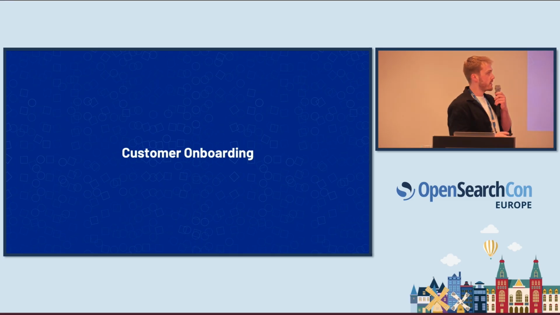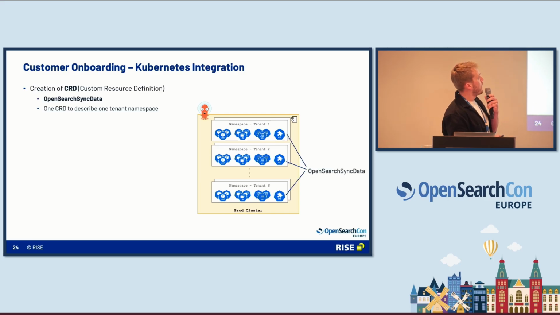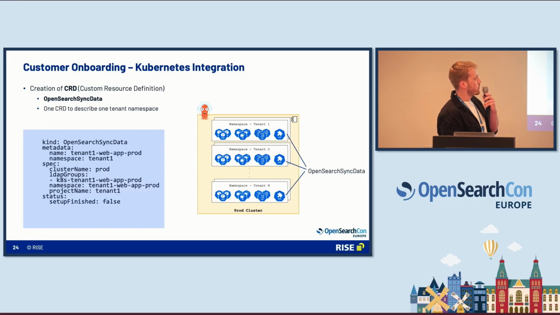Now, how do we onboard our customers, and how do we automate this? At the heart of our Kubernetes integration lies the OpenSearch sync data, which is a custom resource definition for Kubernetes that we've created. There's exactly one OpenSearch sync data to describe one tenant namespace. Now let's have a look at what this OpenSearch sync data looks like. Here in the spec, you can see the most important bits. At the top, we have a cluster name, LDAP groups, a namespace, and a project name, which is equivalent to the tenant name.